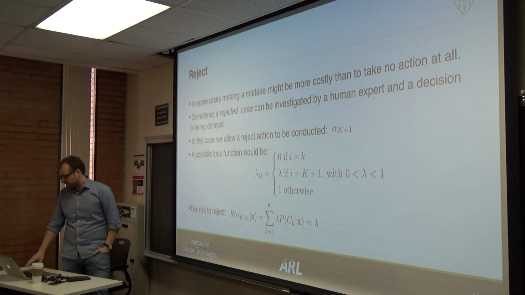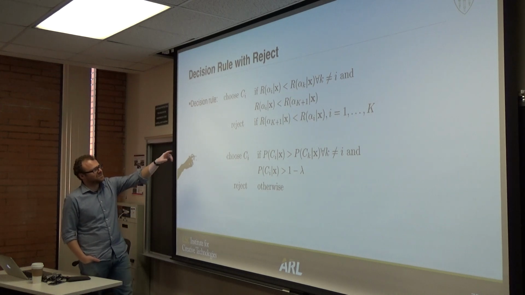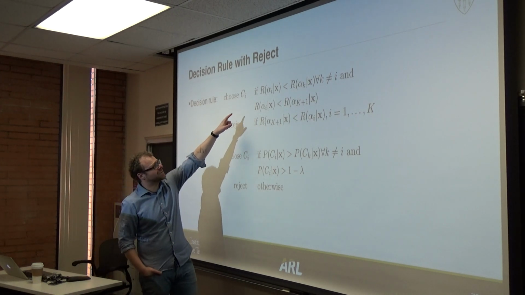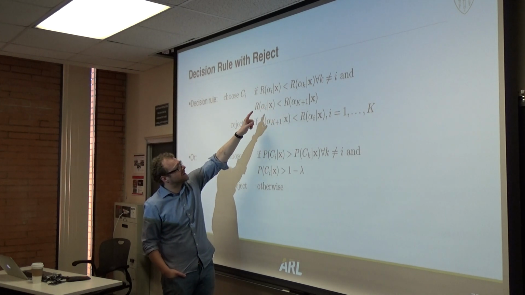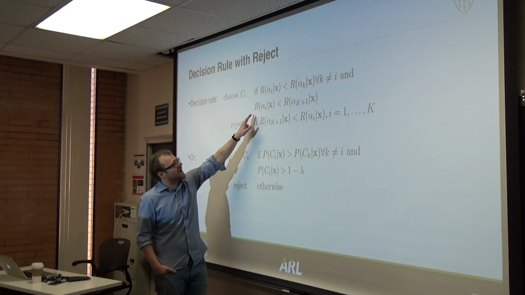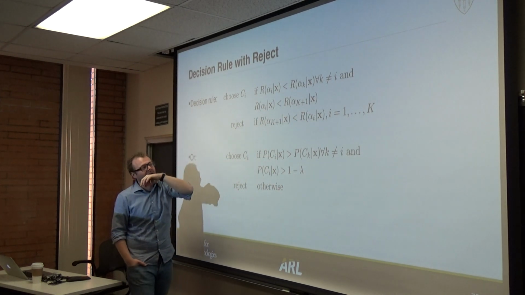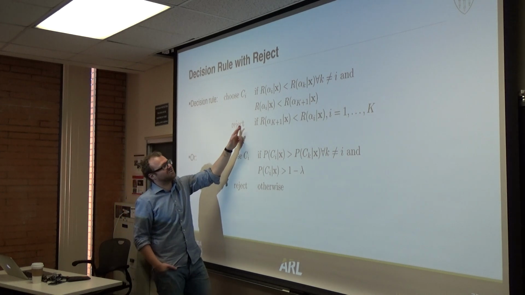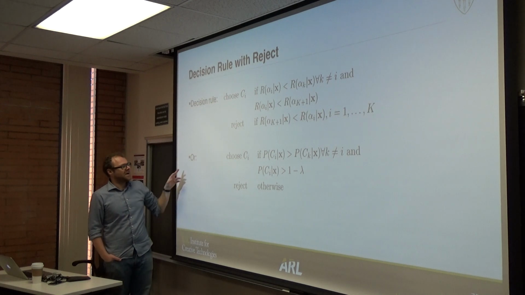if we bring that into the 0-1 loss. The decision rule in this case would just be choose action alpha i if its risk is smaller than the risk of all the other classes, and if it is also smaller than the risk of taking no action. Okay, and we would reject if this does not hold true. That second part.